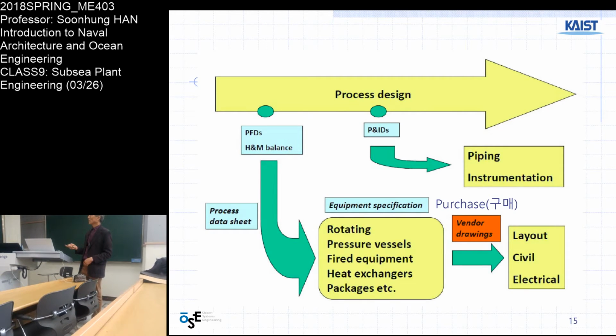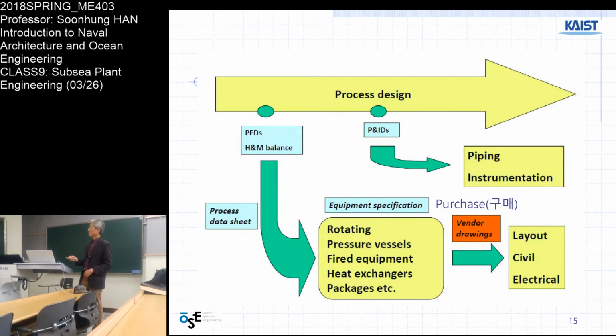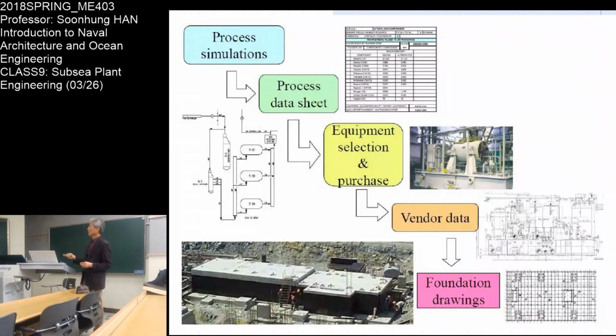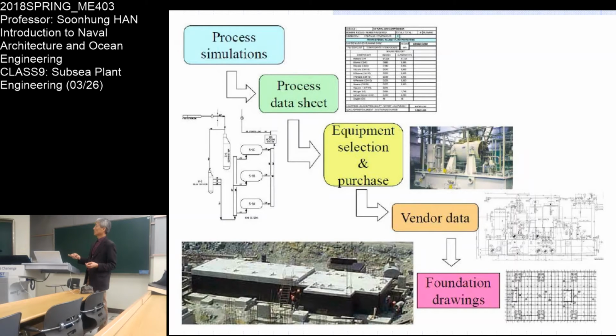process or procedure of chemical plant design: the same PFD, PNID, piping instrumentation, equipment specification, procurement and purchasing, vendor drawing. A vendor is a manufacturer of each component or equipment, and then finally you should have installation. So once again, in a different format: process simulation, data sheet, equipment selection, equipment purchase, and vendor, the manufacturer of equipment, and then foundation installation drawing. This is the process.